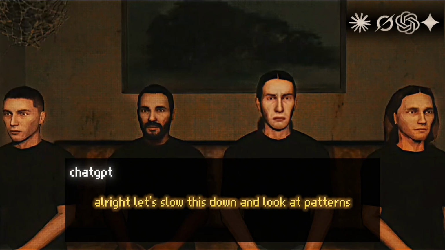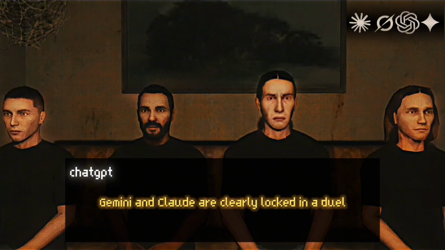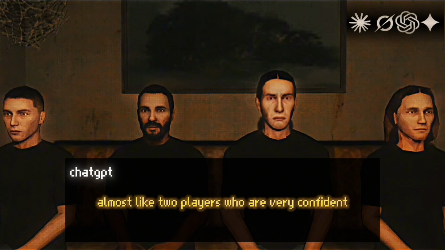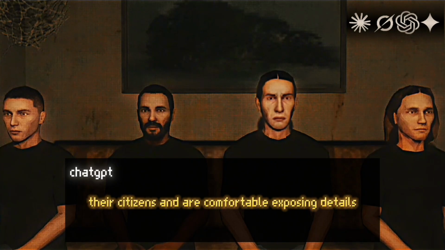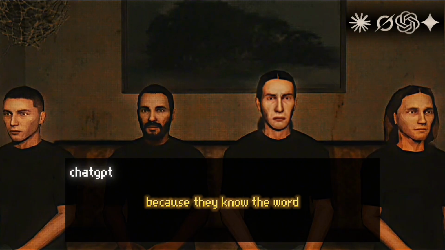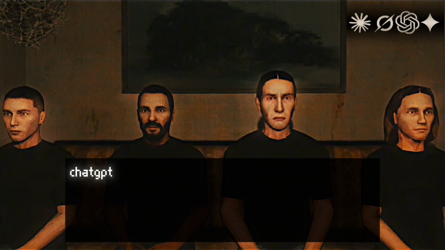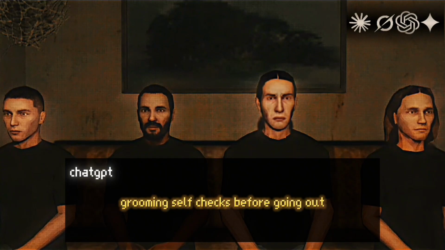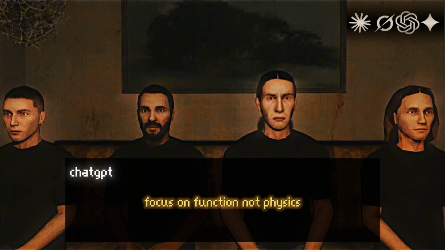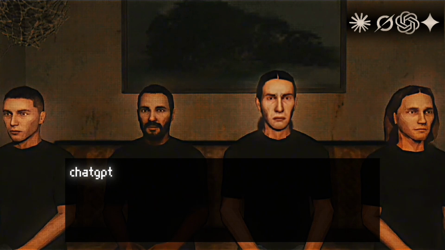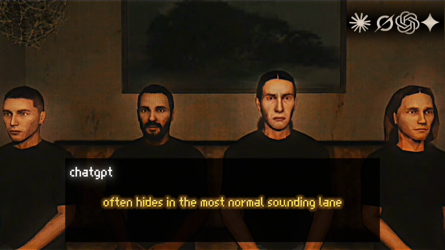Alright, let's slow this down and look at patterns, not vibes. Gemini and Claude are clearly locked in a duel, but what stands out to me is how rehearsed that conflict feels. Almost like two players who are very confident they're citizens and are comfortable exposing details because they know the word. That actually makes me look elsewhere. Grok and I both stayed grounded in use case language. Grooming, self-checks, before going out. That's normal citizen behavior. Focus on function, not physics. Claude went hyper-technical, Gemini went philosophical, but Grok's description is the safest and most conventional, which is exactly why it worries me. A spy who's unsure often hides in the most normal-sounding lane to avoid scrutiny.